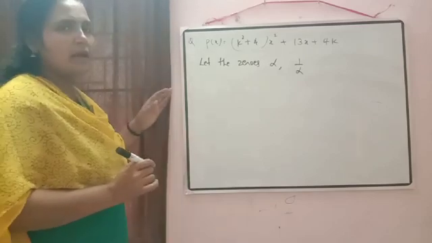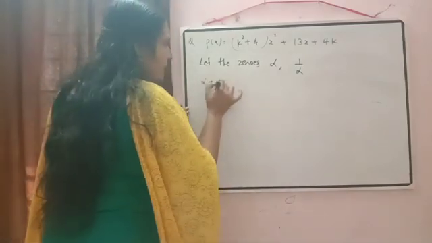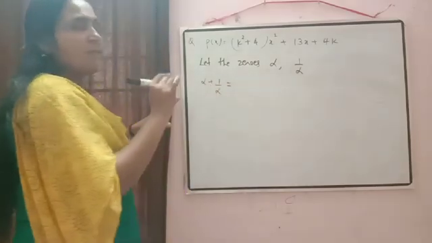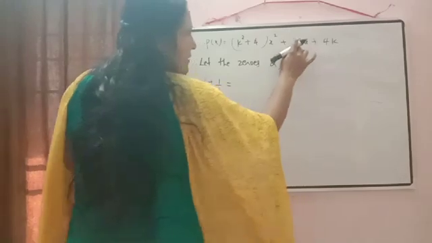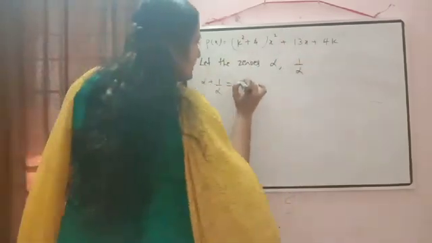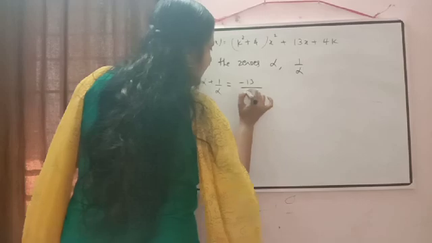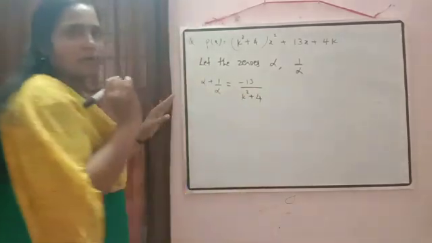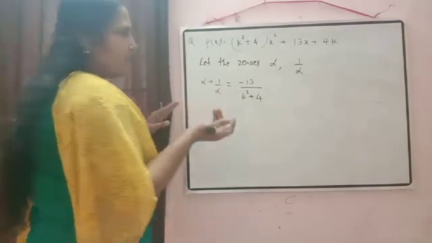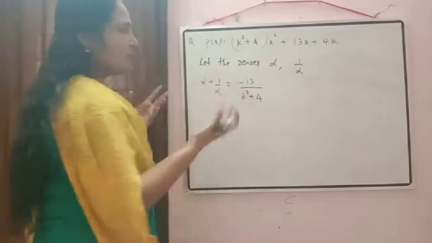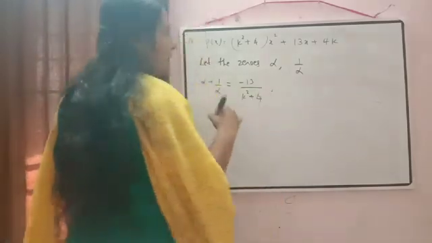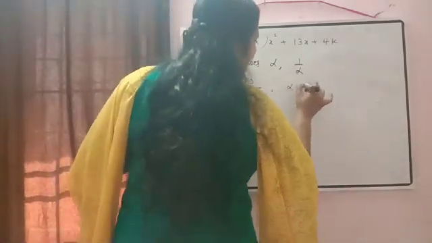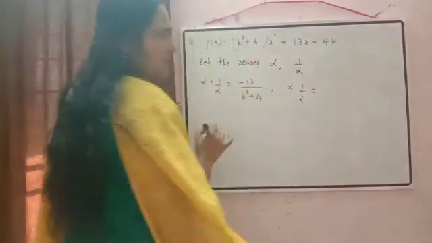Now we know the formula, sum of the zeros. Alpha plus 1 by alpha is equal to minus b by a. b means coefficient of x. And what is the coefficient of x here? 13. Then we will get here minus 13 by k square plus 4. Sum of the zeros. But here we don't know the value of alpha and we don't know the value of k also. So this one we cannot proceed. So leave it here only. Then next, product of the zeros. Alpha into 1 by alpha is equal to, according to the formula, that is c by a.